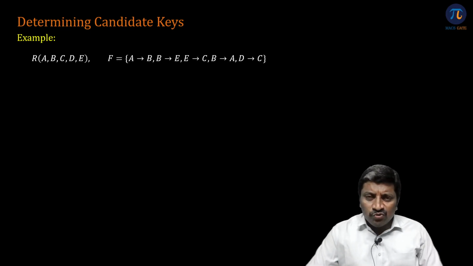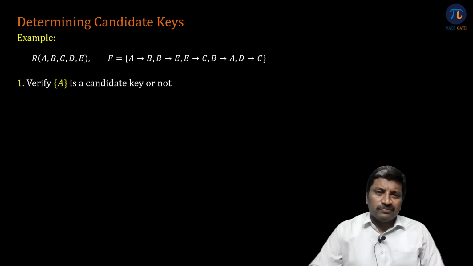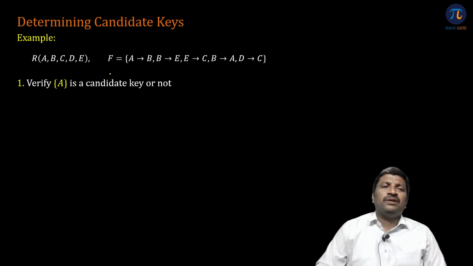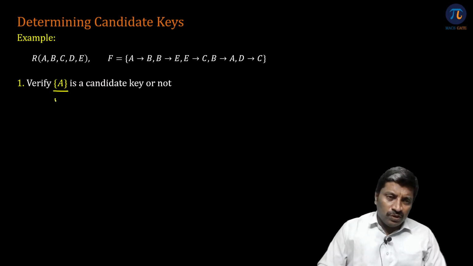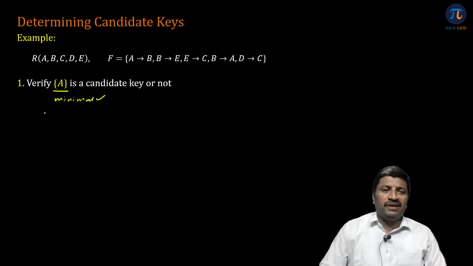Now let us do one more example. Suppose I have a relation with 5 attributes A, B, C, D, E, and we need to verify whether A is a candidate key or not. Sir, whenever they give only one attribute, no need to verify minimal. So I think we got this point very clearly. Minimal. Fine. What is attribute closure, sir?